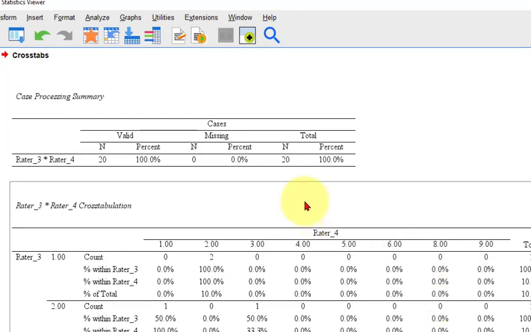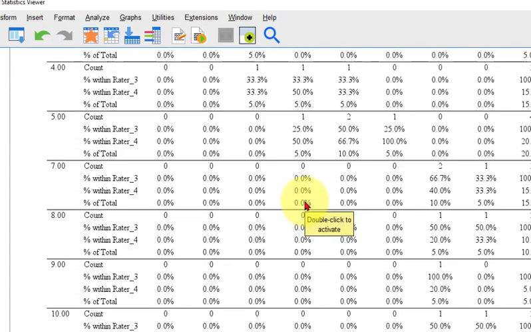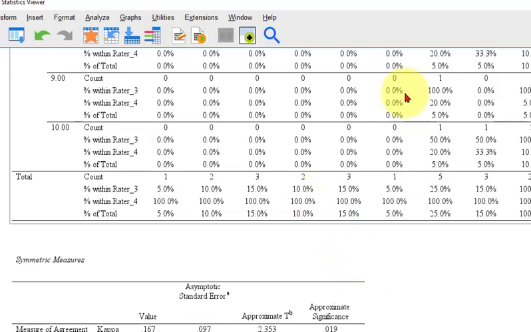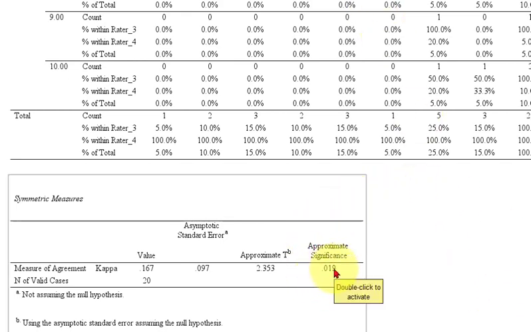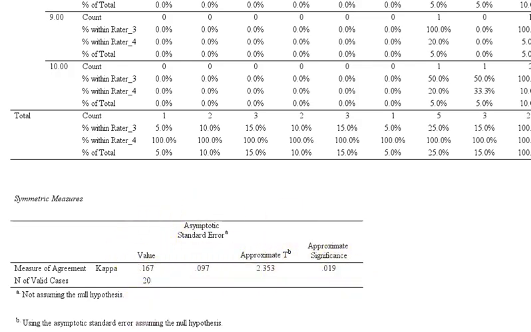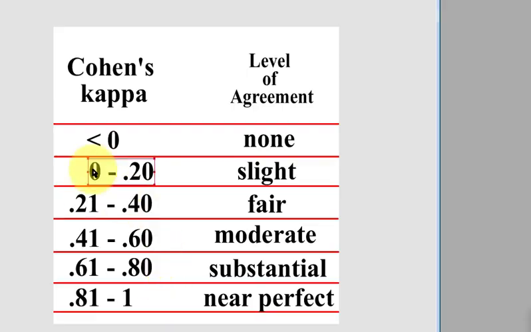And so here's Rater 3 and 4's comparison. And let's go down to the bottom box down here. And this is significant, right? 0.019 is less than 0.05. Therefore, the Kappa test statistic of 0.167 is significantly different than 0. But again, it's not very strong, right? It's still slight. Pulling up this chart, 0.167 is still slight. So let me do this one more time and see if I can't get that a little bit higher.